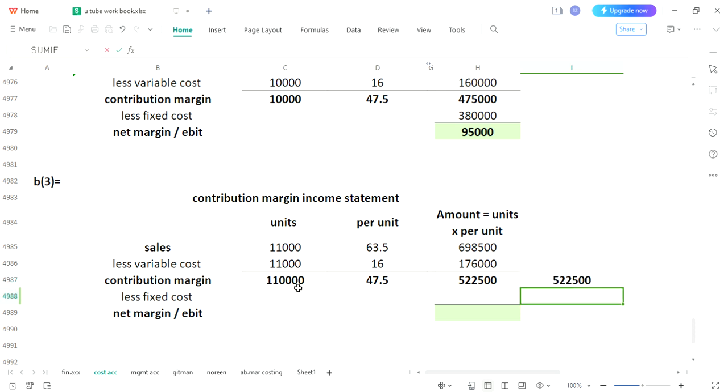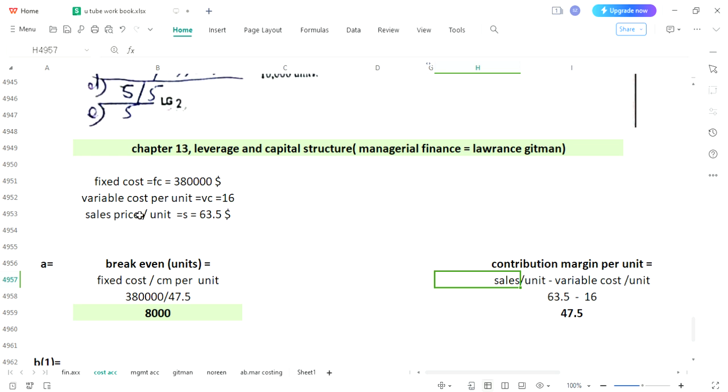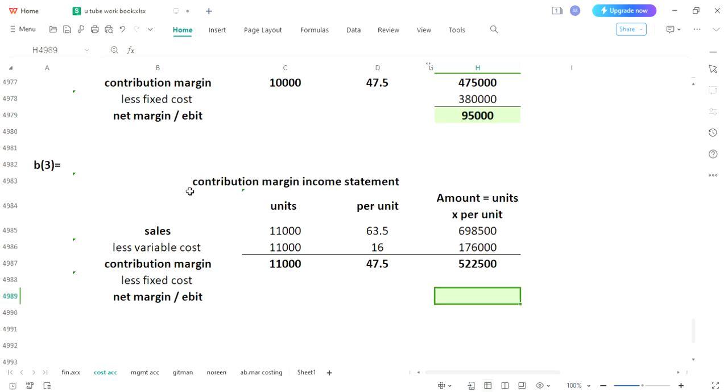So this way you have got the same contribution margin. Here 10 was extra. Let's delete it. So these are two options with which you can calculate your contribution margin. Since we have calculated it, one method is enough. Now let's go for fixed cost, which is given in our question, 3,80,000.